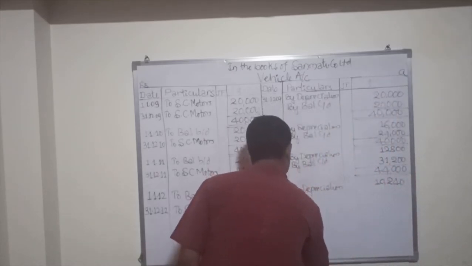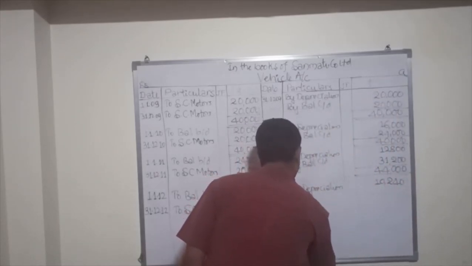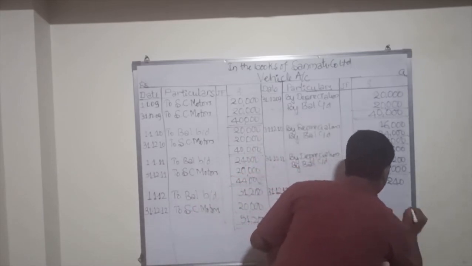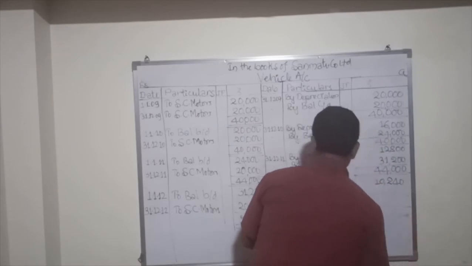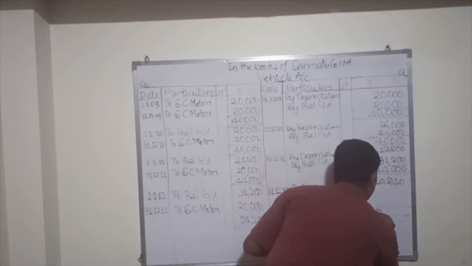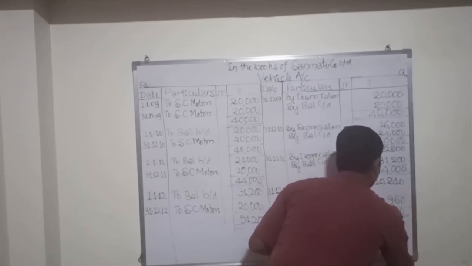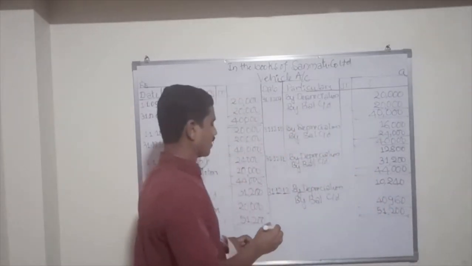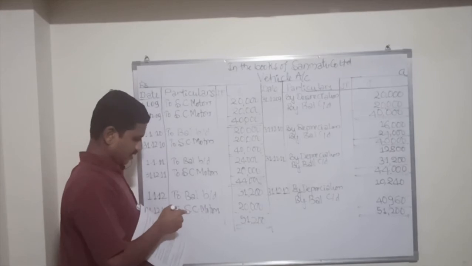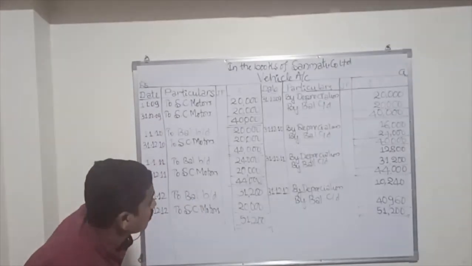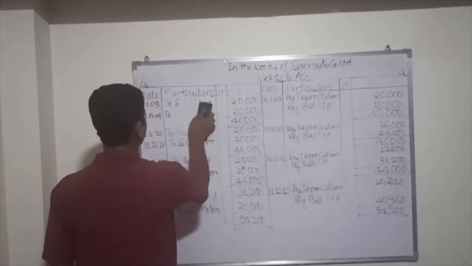On the same day, let's balance here, by balance carry down. Let me write the total here, 51,200. When you find the difference here, 60 carry 1, 2 plus 1, 3, 3 plus 9, 12 carry 1, 0. So 40,960. This is how we should prepare the vehicle account. The next account we need to prepare is the SC Motors account.